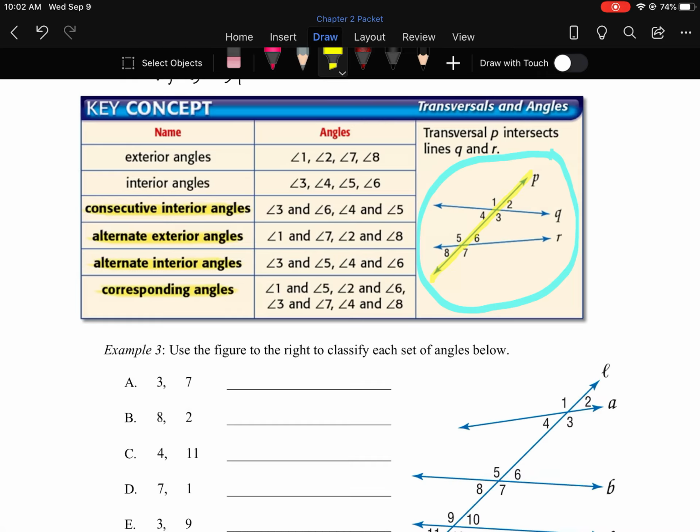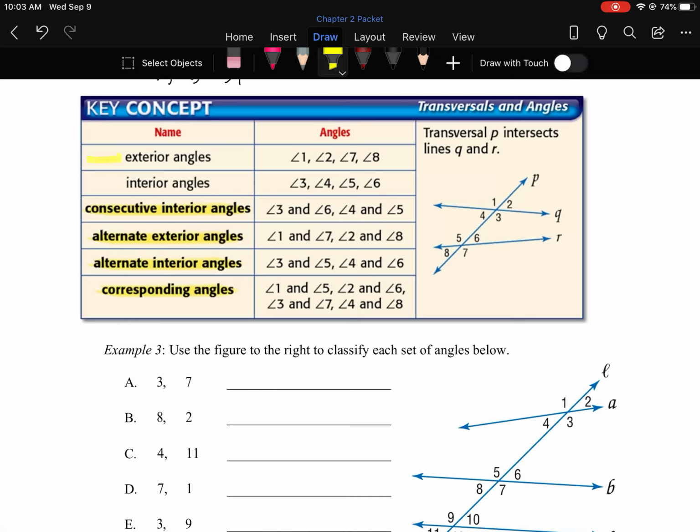Tomorrow we'll look at more of, I say tomorrow, the next lesson we will look more at what happens when they're parallel. But if you notice, just by 3 lines intersecting, we have 8 different angles. And there are a few relationships between them. So I will try to highlight them as we go.